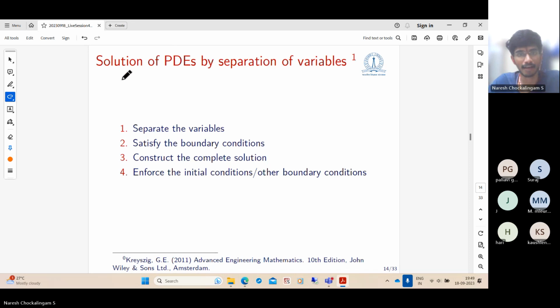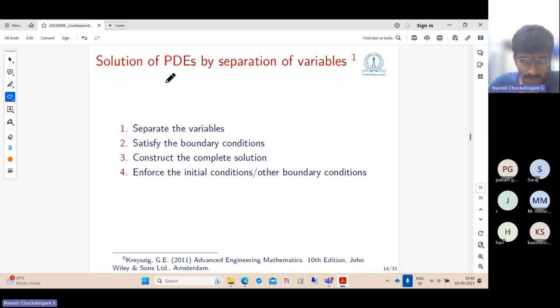So now the next section is solution of partial differential equations by separation of variables. There are only 4 steps if the partial differential equation you are looking at admits separation of variables.